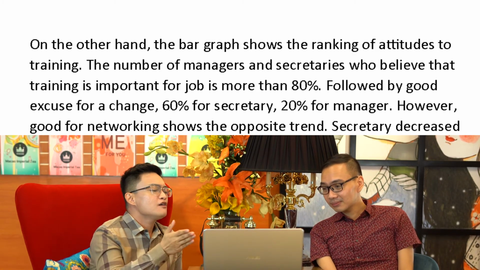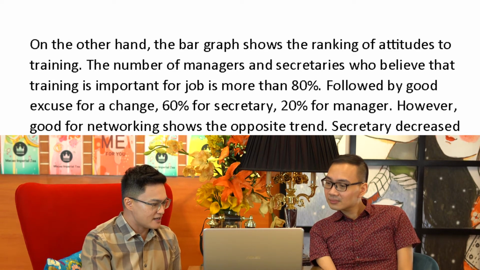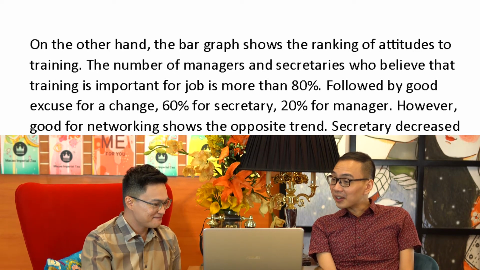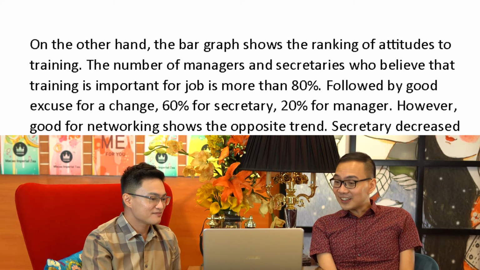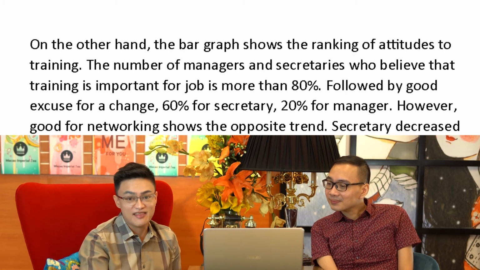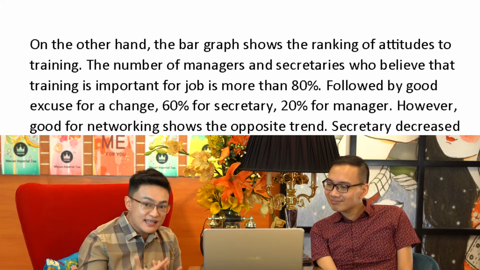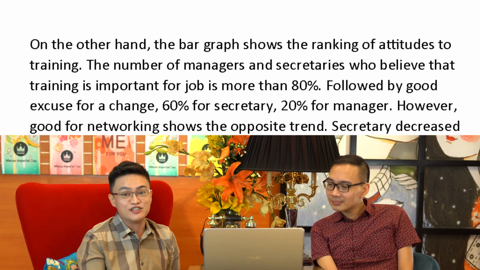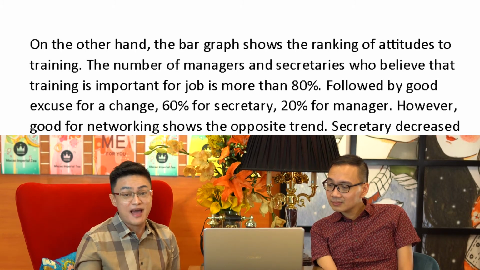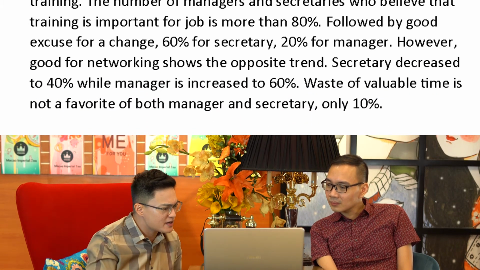Okay. So, followed by good excuse for a change, 60% for secretary, 20% for manager. What about that? First of all, this is a fragment because followed by is a dependent clause. Oh, yeah. There's no subject right there. Okay. Well, better if you're right. It is followed by, but like what we say in class, it's not supposed to be an enumeration. Indeed. You have to compare the figures because if you're not able to do that, then you don't expect at least 7 for task achievement. So the last 2 or 3 sentences perhaps.